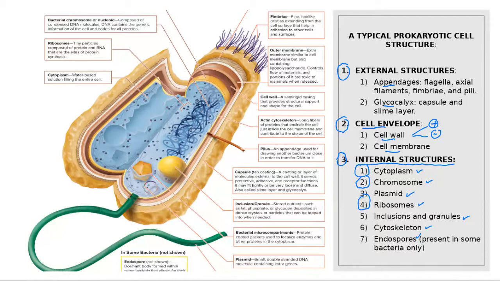Plasmid is very special in bacterial cell, including inclusion and granules. They are also present in bacterial cell. Cytoskeleton is actually also present in eukaryotic cell. And this one is really special because not all bacteria have this endospore. Only certain bacteria like Bacillus and Clostridium have the endospore. So this is a special structure of some types of bacteria.